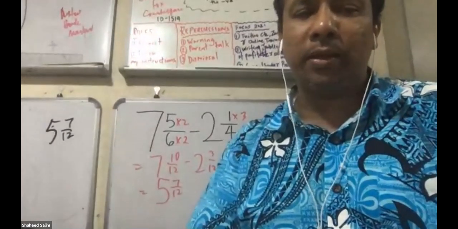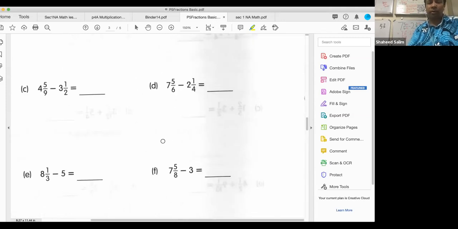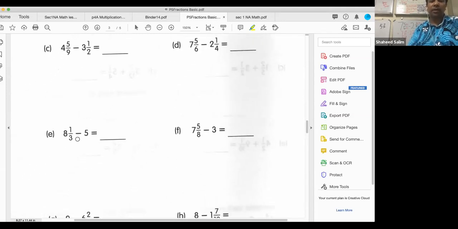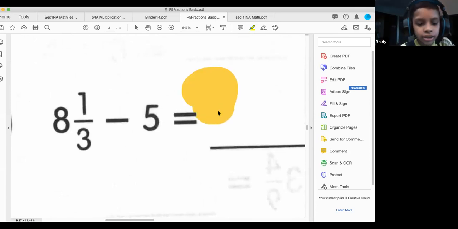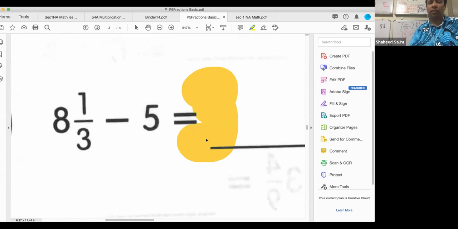Here we go with next one. Okay, we'll try the next one now. This one is easy. Watch. Whole number minus whole number. 8 minus 5. What's the answer? 3. Three 1 whole out of 3. Then just carry the 1 out of 3 there, okay?